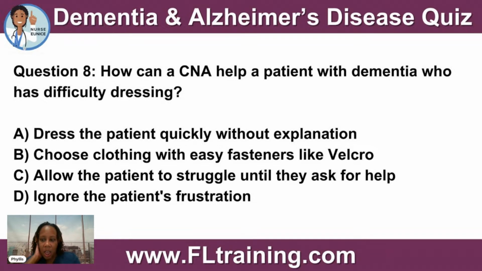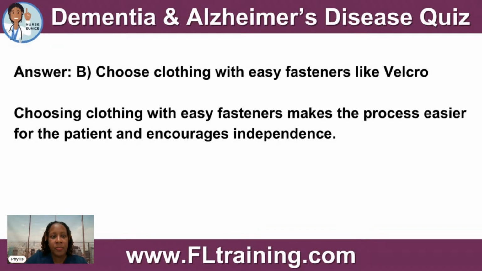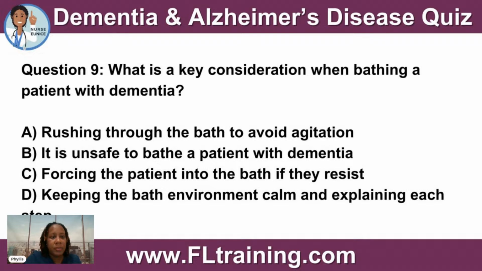What do I got? All right, Adam C, Anna C, Cheyenne C, Abby B. Let's see what we got coming in. If you chose B, thumbs up, you are correct. Choose clothing with easy fasteners like Velcro. Choosing clothing with easy fasteners makes the process easier for the patient and encourages their independence. So it helps them along the way and makes them feel like they're not losing their mind. This is a good one. I like that one. All right, moving right along.